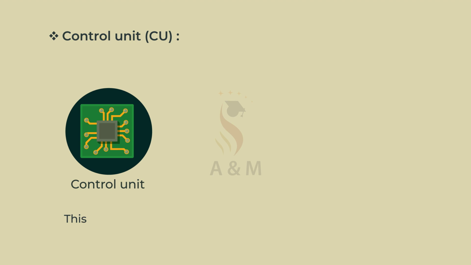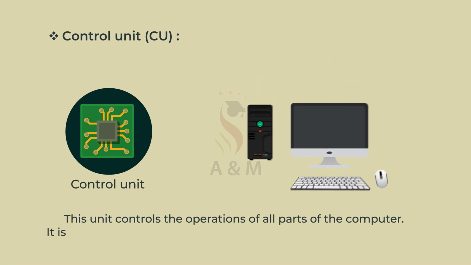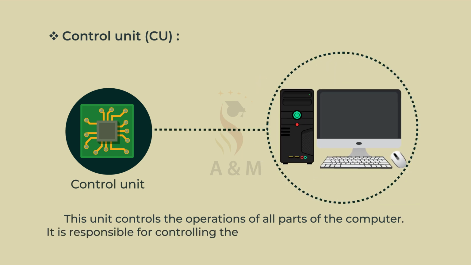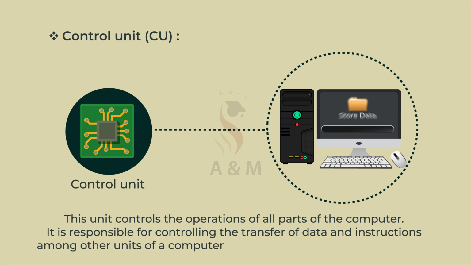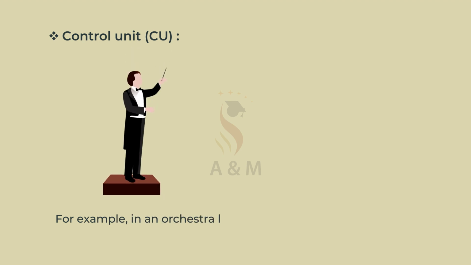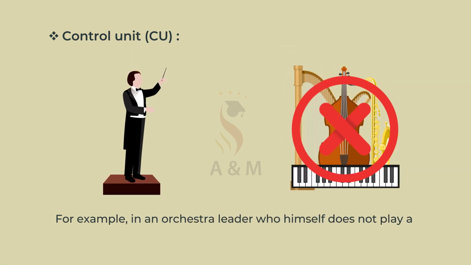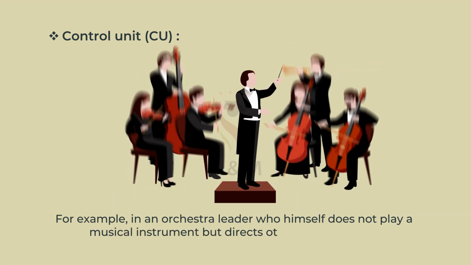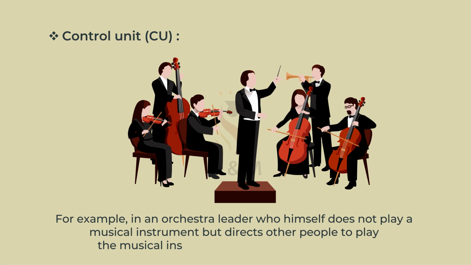Moving on towards the third subsystem of CPU, that is control unit. This unit controls the operations of all the parts of the computer. It is responsible for controlling the transfer of data and instructions among other units of a computer, but it does not process or store data. For example, in an orchestra, the leader does not himself play a musical instrument but directs other people to play the musical instrument in a harmonized manner.